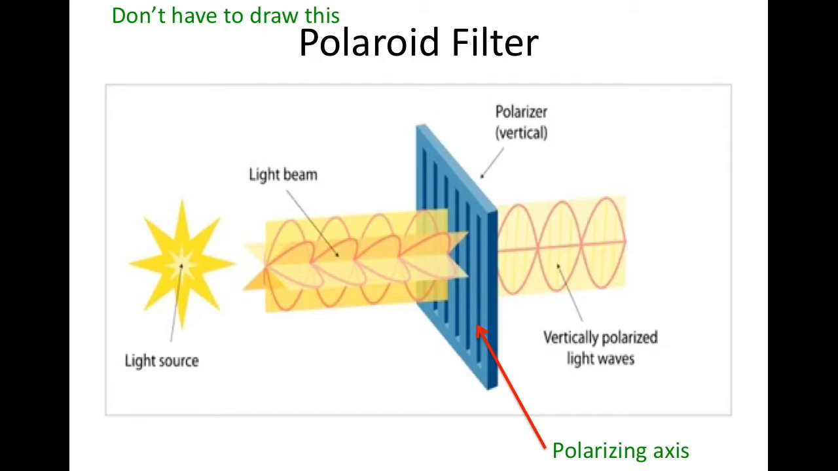Let's take a look at the example of a Polaroid filter. So here we have multiple planes of the electric fields of unpolarized light.